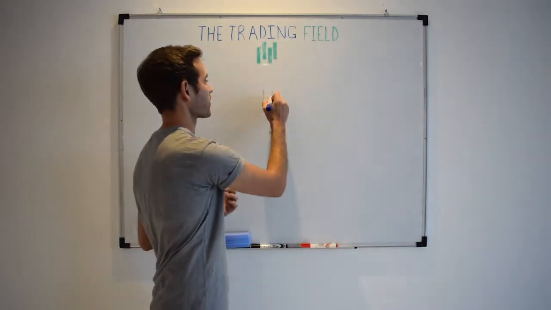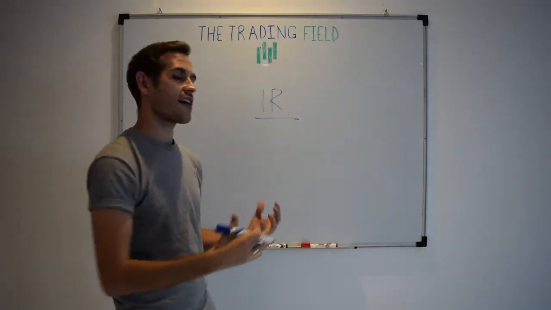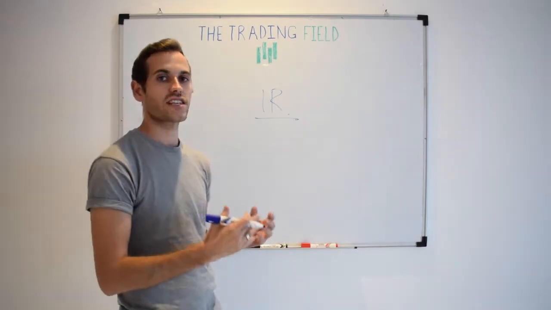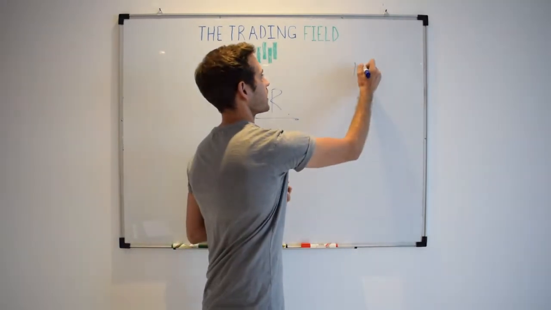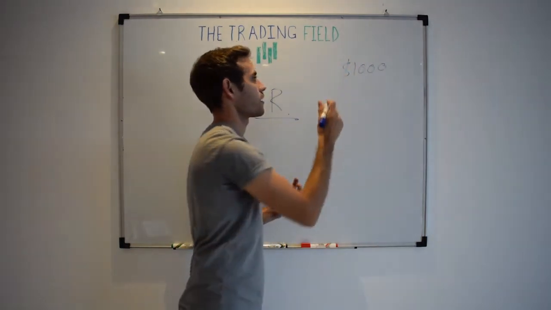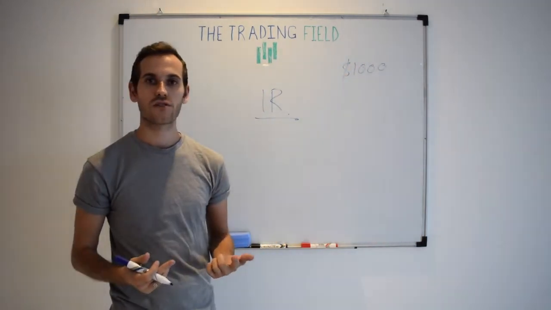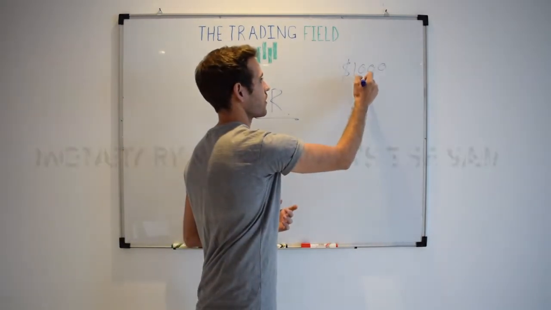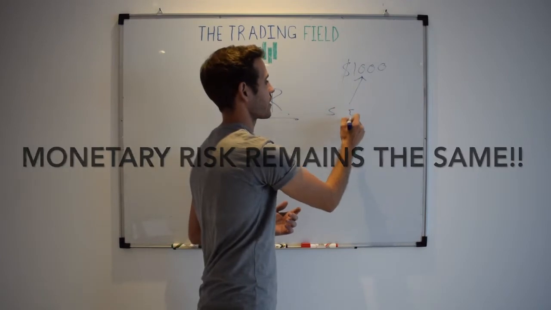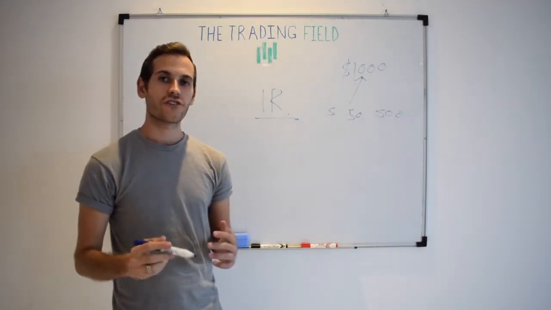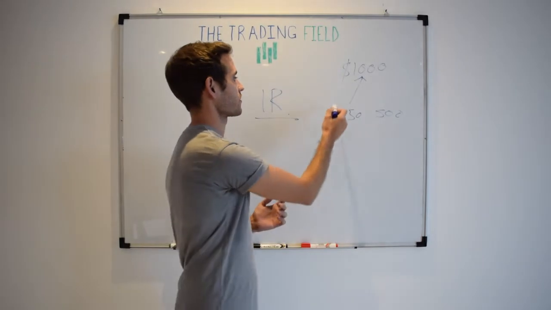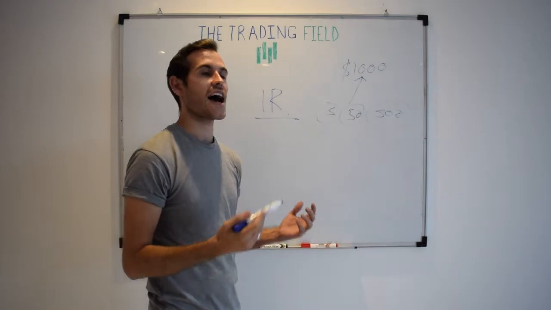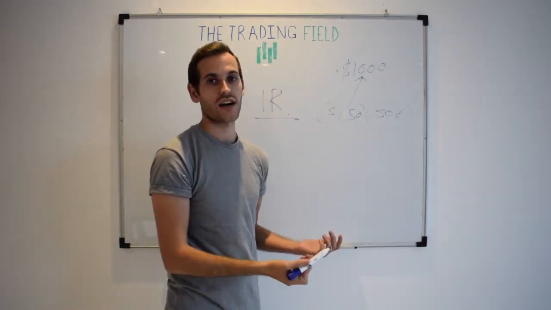One unit of risk. This basically means that if we have an account value of $20,000 and we are risking 5% per trade, we are risking $1,000 per trade. Regardless of whether we are risking 5 pips, 50 pips, or 500 pips on that one trade, we are still going to lose $1,000 if we get that trade wrong. So as you can see, regardless of whether the trader loses 5 pips, 50 pips, or 500 pips, the monetary value of that loss remains the same at $1,000.